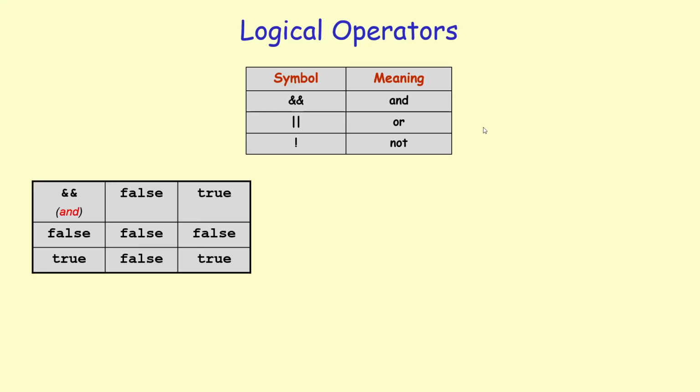So let's look at the truth tables for and, or, and not. Let's say we have two logical conditions that we are evaluating. This is condition 1, this is condition 2, and this is AND, logical AND. You can see that logical AND is true only if both conditions are true. So if both condition 1 and condition 2 are true, then the result of condition 1 and condition 2 is true. Otherwise, the expression always evaluates to false.